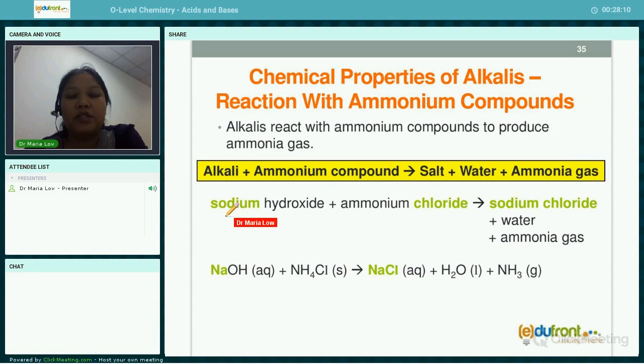A good example is back to our sodium hydroxide, which is a common school laboratory alkali, reacting with an ammonium compound, for example, ammonium chloride. The salt that is formed will be none other than sodium chloride, with water and ammonia gas. Okay, and ammonia gas has a very distinct pungent smell when the reaction is being carried out.